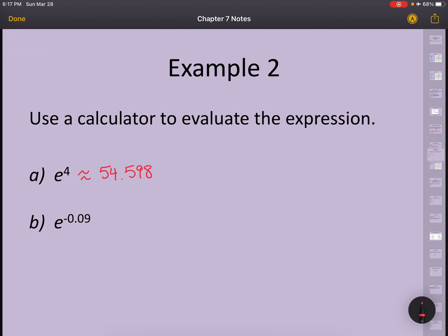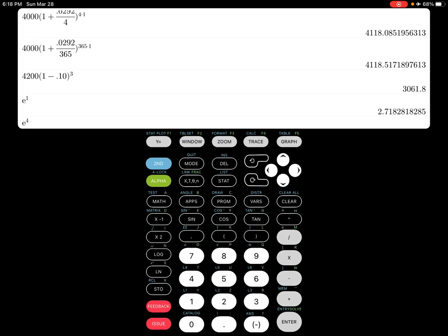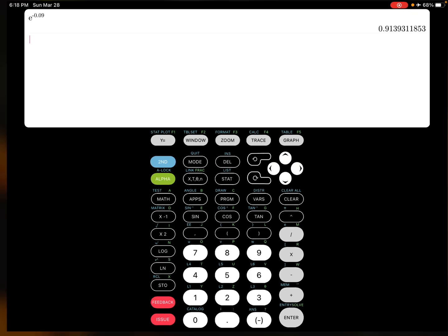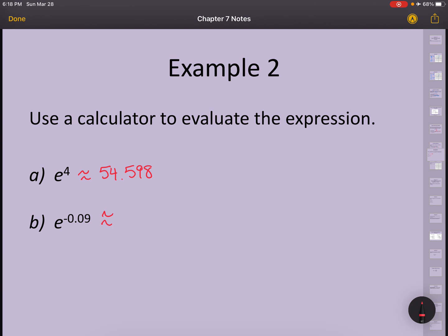Okay, and then e to the negative 0.09. I can do that one too. So second ln button, negative 0.09. And again, to 3 decimal places, that'll be 0.914 if we round. So about 0.914. So if it asks you to evaluate the Euler number with a given exponent, all you need to do is put it in the calculator, and about 3 decimal places should be enough.